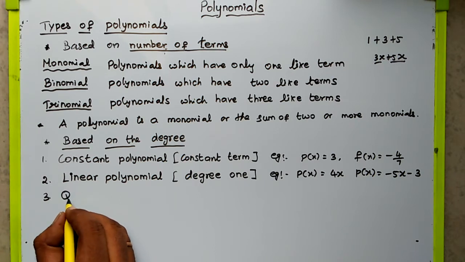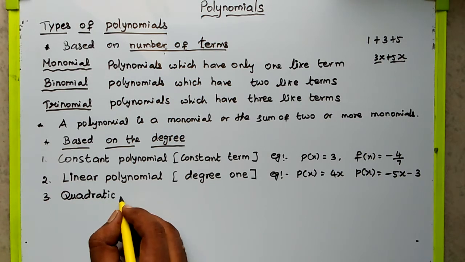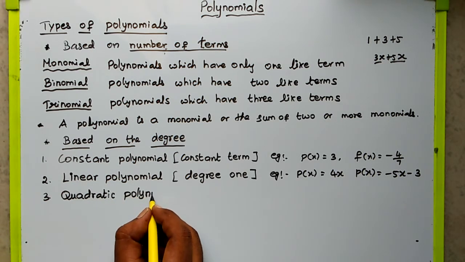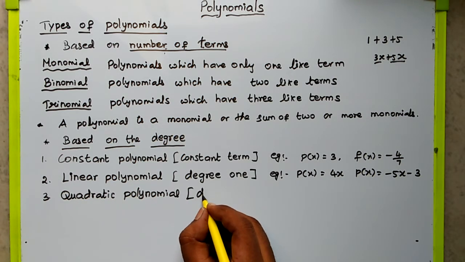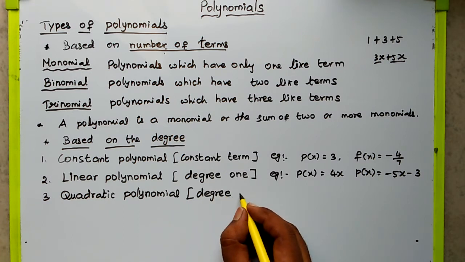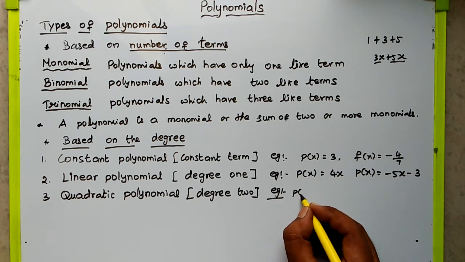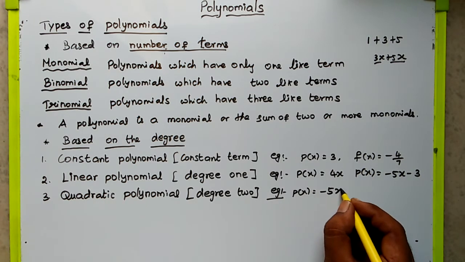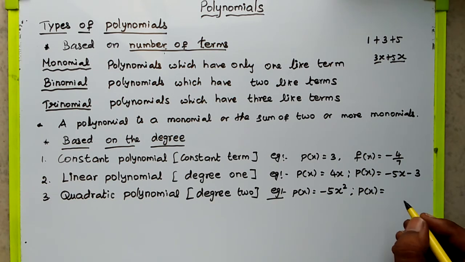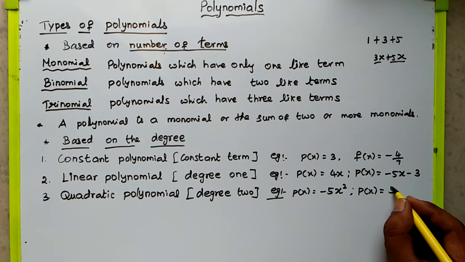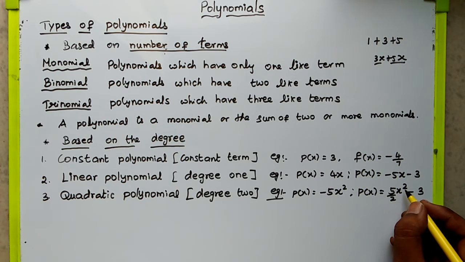Next, quadratic polynomial. Quadratic polynomial. So here degree 2. The highest degree is 2. Example, p of x equal to minus 5x square and p of x equal to 5 by 2 x square minus 3. So the highest degree is 2.